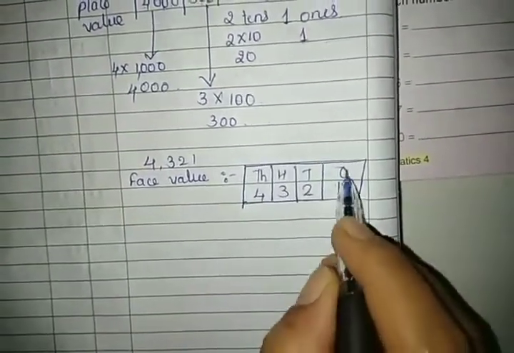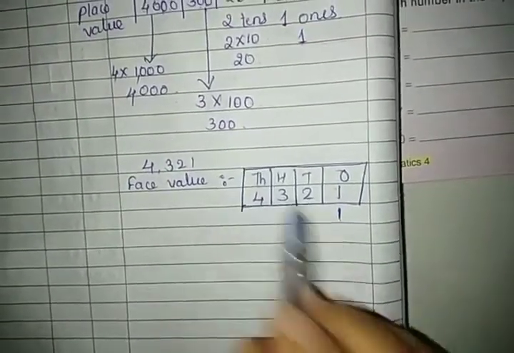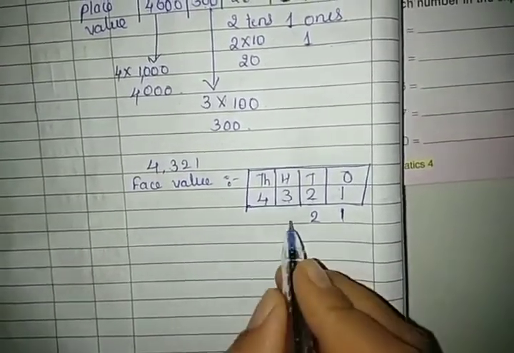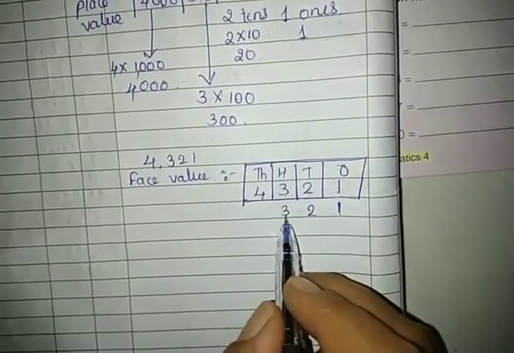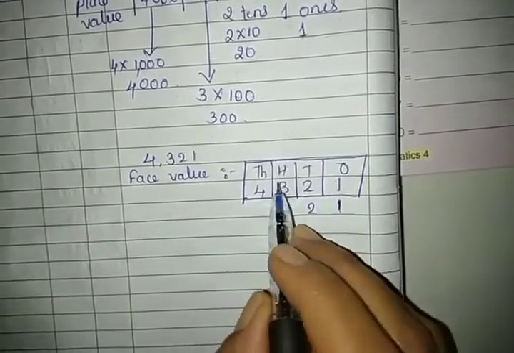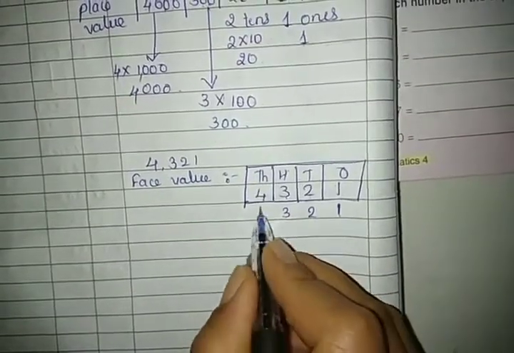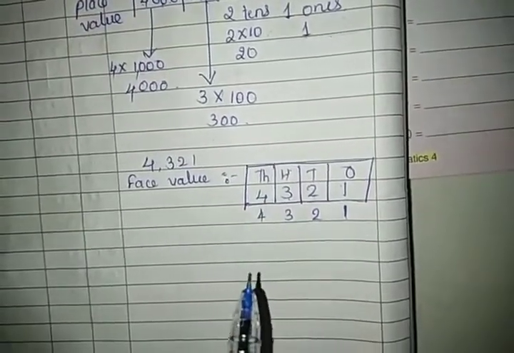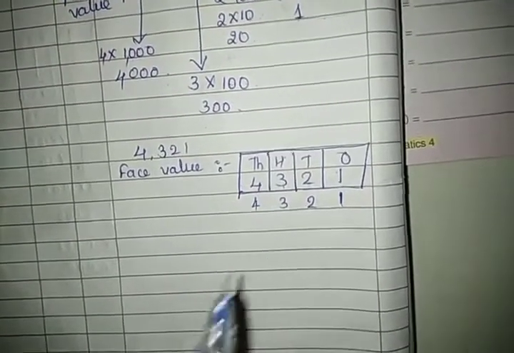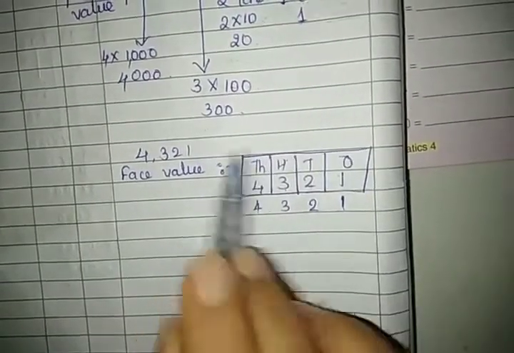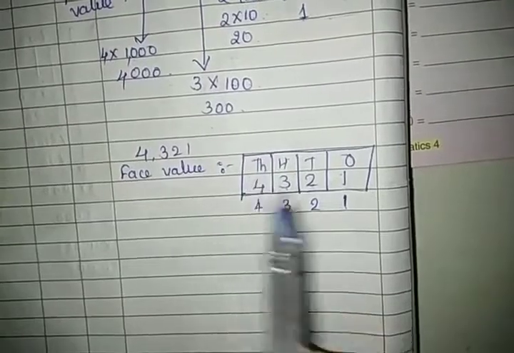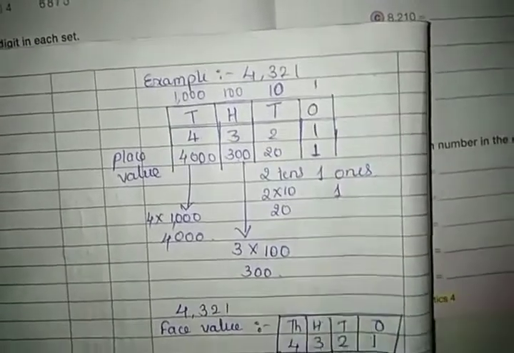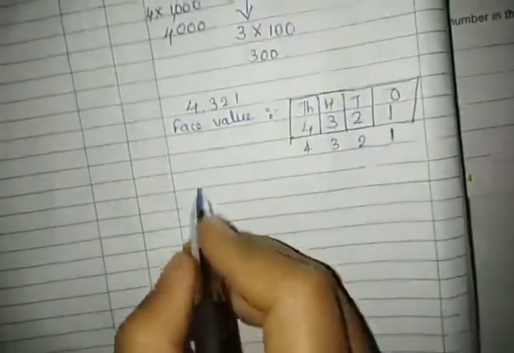The face value of 1 in ones place will be 1 only. The face value of 2 in tens place will be 2 only. The face value of 3 in hundred place will be 3 only, and the face value of 4 in thousand place will remain as it is, that is 4. So the face value will always remain the same. It will not change in any place in the place value chart. The face value will be the same as it is the same number, but the place value of the number changes. Yes. Now we'll see one more example.